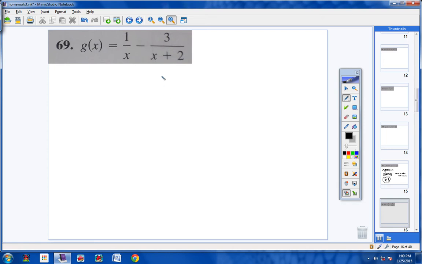Okay, now we have 2 fractions, thus we have 2 denominators to worry about. So for this denominator here, x cannot equal 0. For this denominator here, obviously x cannot equal what? Negative 2. If I put a 0 here, the whole denominator becomes 0. If I put a negative 2 here, then the whole denominator becomes 0. So, here we go. To write this in words, we would say all real numbers such that x does not equal 0 and negative 2.